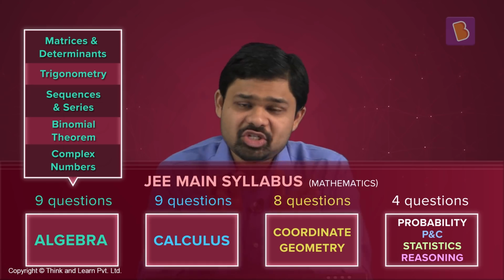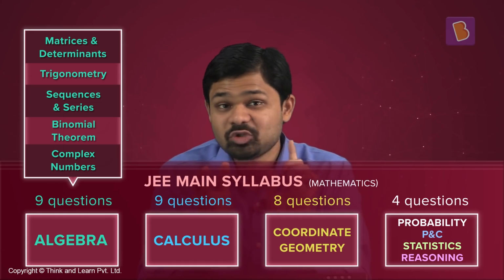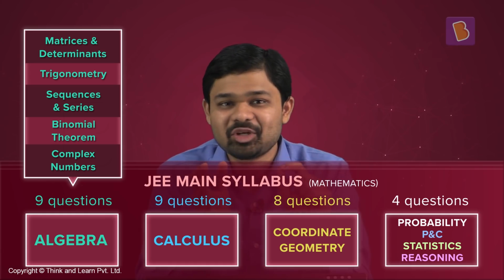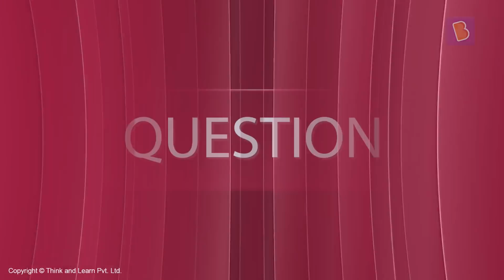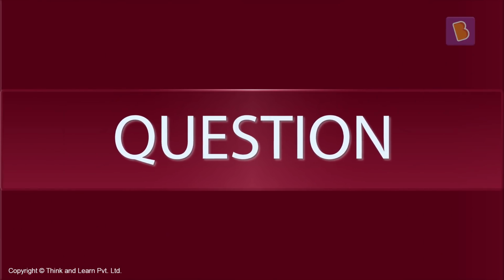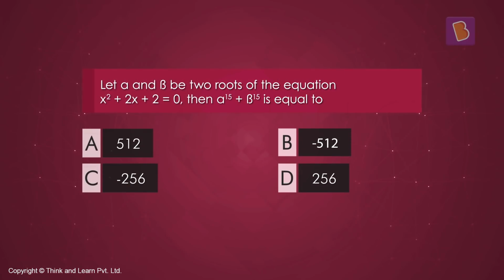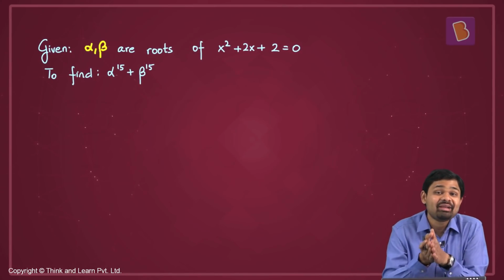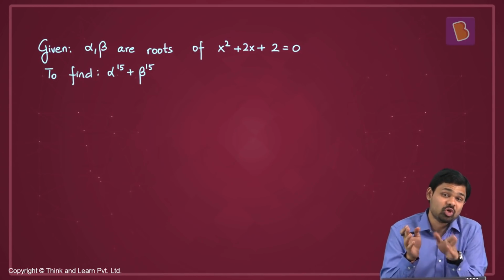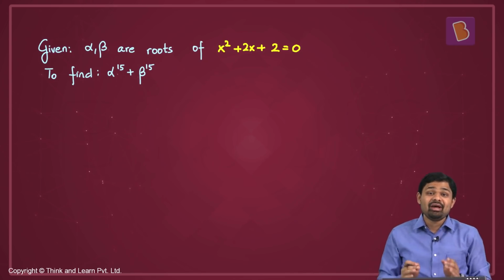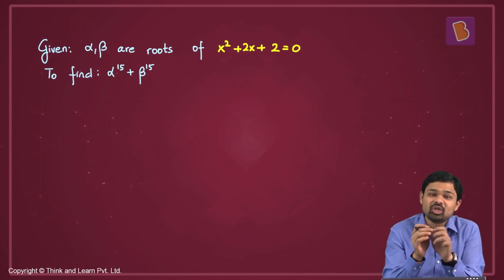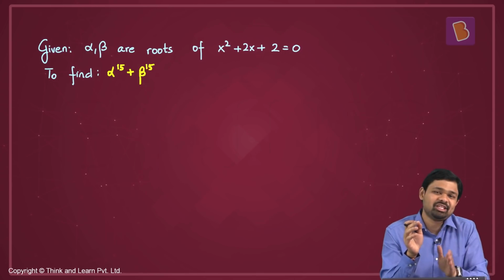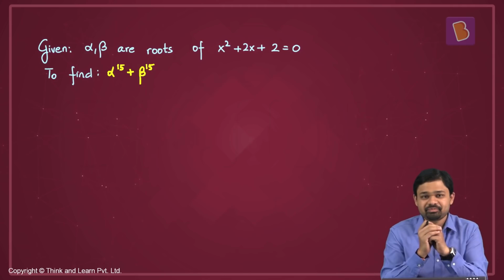Now, a lot of questions came from algebra, 9 of them in fact, but there was only one chapter which had 2 questions appearing from it, and that was the chapter on complex numbers. So the first question I'm going to solve is a complex number question. In this question, we've been told that alpha and beta are the 2 roots of the quadratic equation x square plus 2x plus 2 equal to 0. The objective is to find alpha to the power 15 plus beta to the power 15.